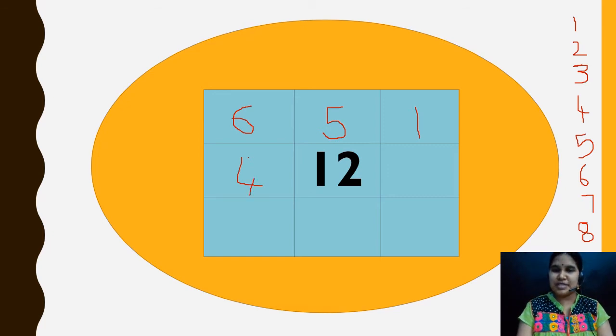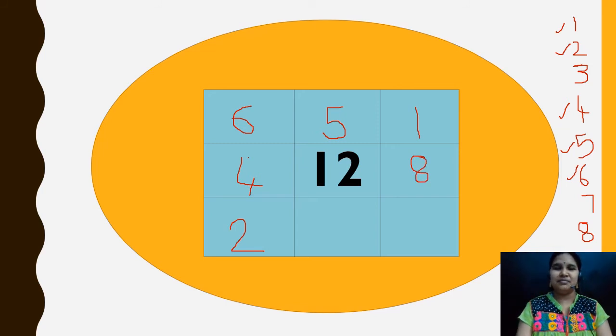6 plus 4 is how much? 6 plus 4 is 10. And what should be added more? 2 to get 12. So we have finished 1, 4, 5 and 2, and 6 also. The remaining numbers should be placed in these boxes. What should be added to 4 to get 12? That is 8. 8 plus 4 is 12. So I am writing 8 here.